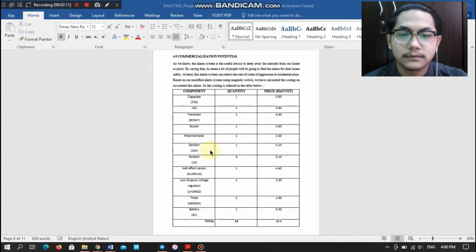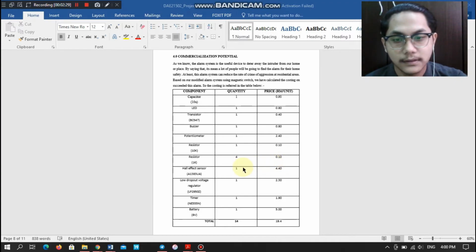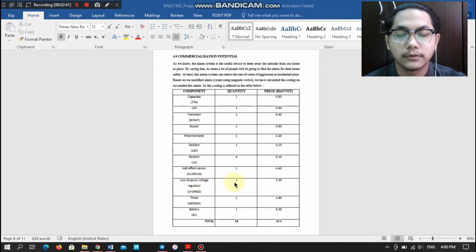Next is the 10k resistor, quantity is 1 and it is only 10 cents. Next is the 1k ohm resistor, quantity 4, and per unit is 10 cents. Next is the Hall effect sensor. The quantity is 1 and the price is 4 ringgit and 40 cents. Next is the low dropout voltage regulator, quantity is 1 and 2 ringgit and 50 cents. Timer, quantity 1, 1 ringgit and 80 cents. And last is the 9 volt battery, quantity 1 and the price is 5 ringgit. So the total price for all the components is 19 ringgit and 40 cents.